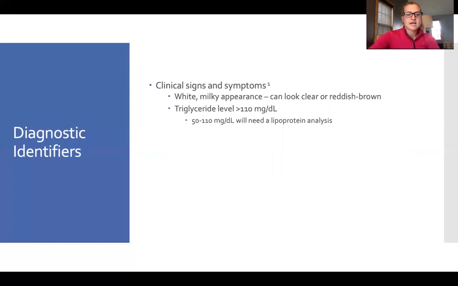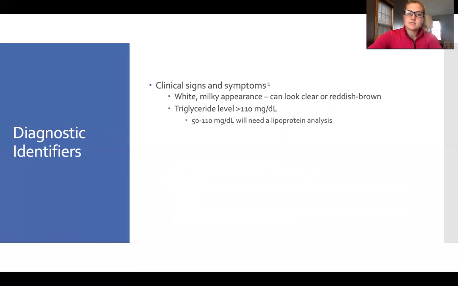With the diagnostic identifiers, so with clinical signs and symptoms, the chyle leak will appear white and sort of like milk. It can also look clear, and that would mean that there's no fat in the chyle leak, or it may appear reddish brown, and they may have some red blood cells in there as well.